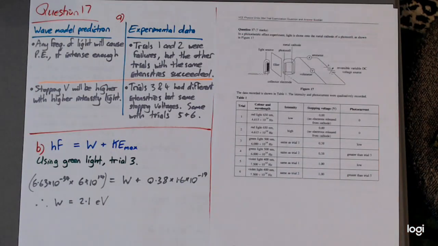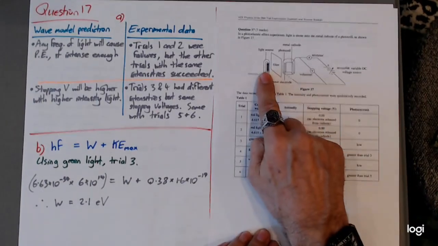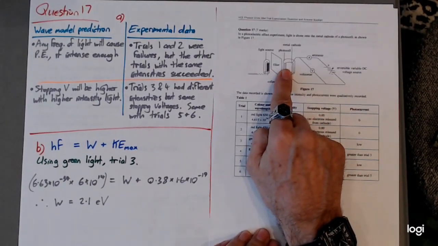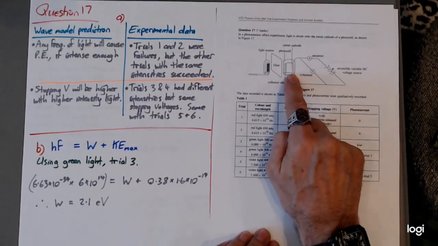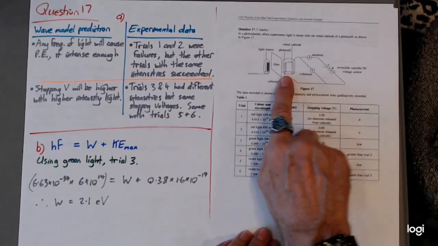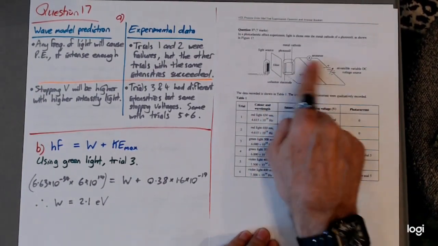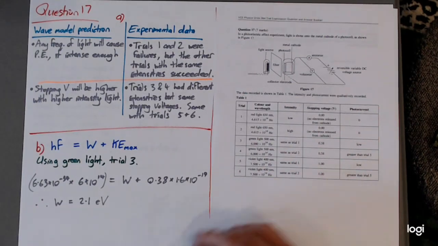Question 17. In a photoelectric effect, light is shone onto the metal cathode of a photocell as shown. Light gets shone on there. Electrons leave. They hit the cathode. Sorry, they hit the anode. And they end up going around the circuit. So the data is shown in table 1. The intensity and the photocurrent were qualitatively recorded.